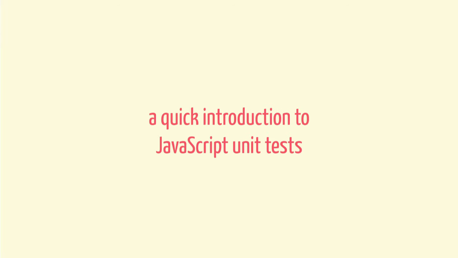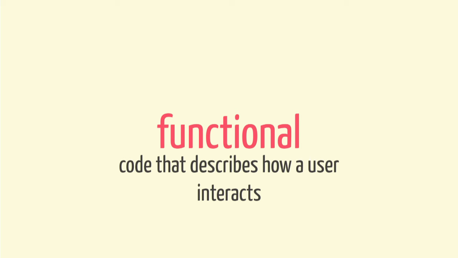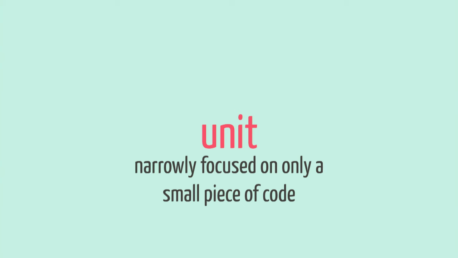So, a quick introduction to JavaScript unit tests. Functional tests are code that describes how the user interacts. These are tests that happen in the browser, stuff we do in Drupal core right now, where we simulate a browser environment and click around and catch that result and make sure that the stuff we're doing works. Unit tests are focused on a very narrow, small piece of code, a single function, something that returns a value, something that manipulates some piece of data and gets it back. This allows you to very precisely target what you're testing.